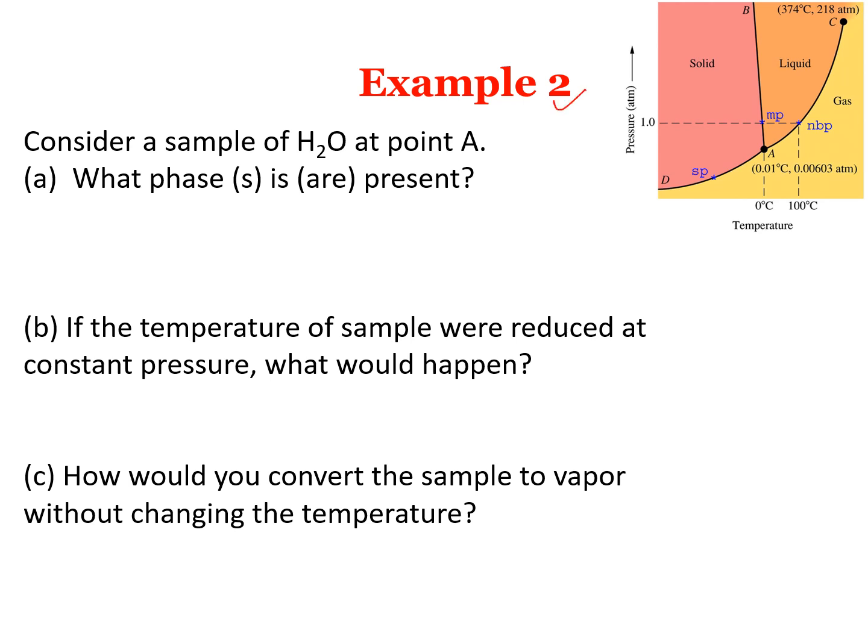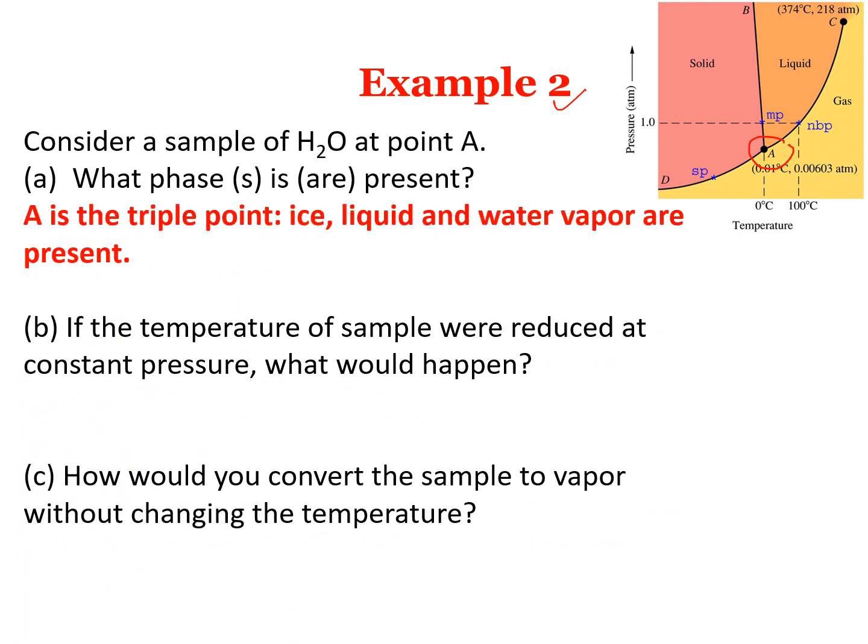Example 2. Consider a sample of water at point A. So A is the triple point, so the phases present are ice, liquid, and water vapor. B. If the temperature of the sample were reduced at constant pressure, what would happen? So let's say you reduce the temperature at constant pressure, the sample will freeze completely.